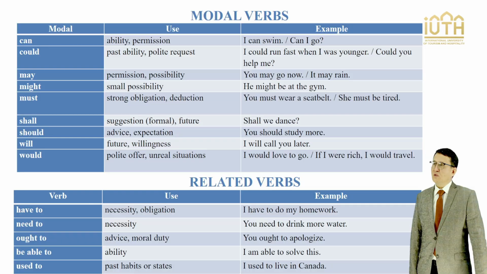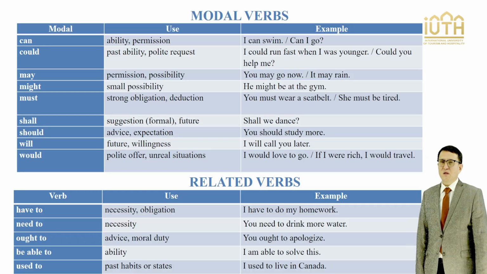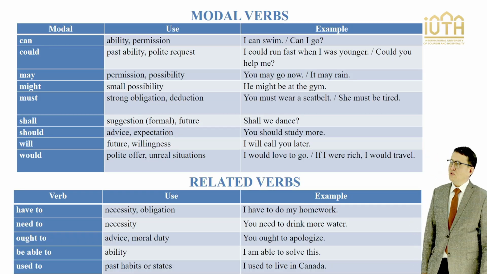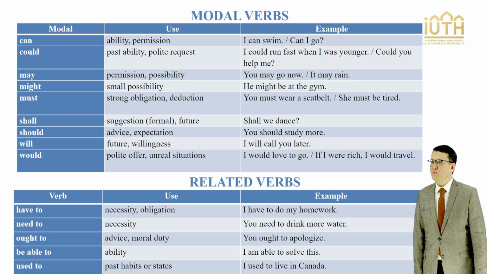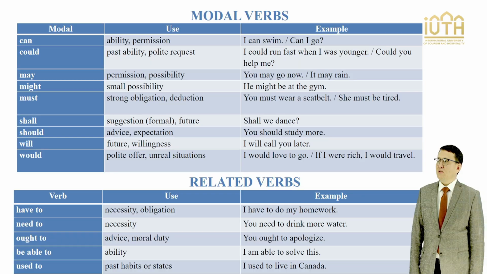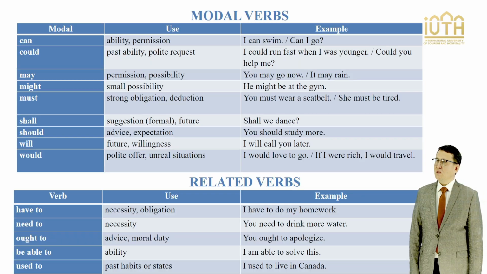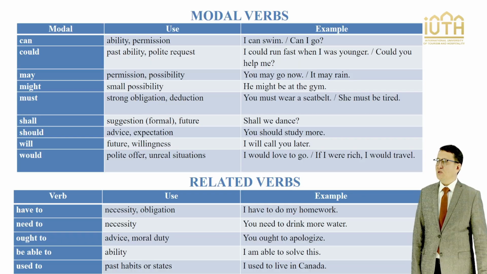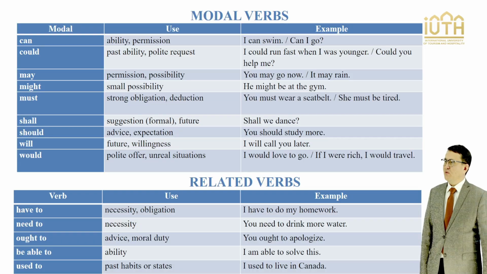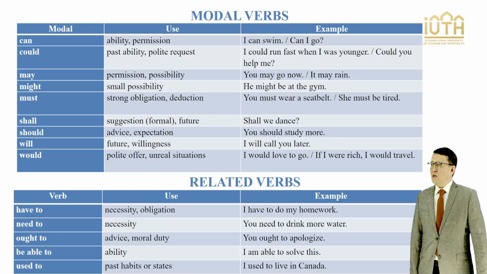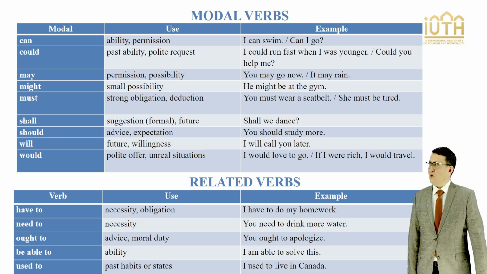Could is used for past ability, polite request. May is used for permission, possibility. Might is used for small possibility. Must for strong obligation, deduction. Shall for suggestions. Should for advice and expectations. We use will, future, willingness, and would for polite or for unreal situations.